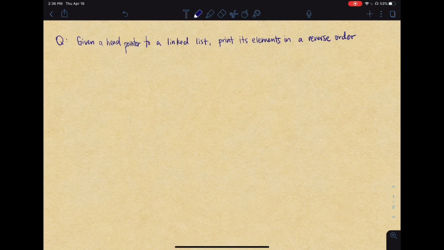So for example, if we're given a linked list of, let's say, three nodes and a head pointer, and let's say its node values are 3, 1, and 2, then the output should be 2, 1, and 3.